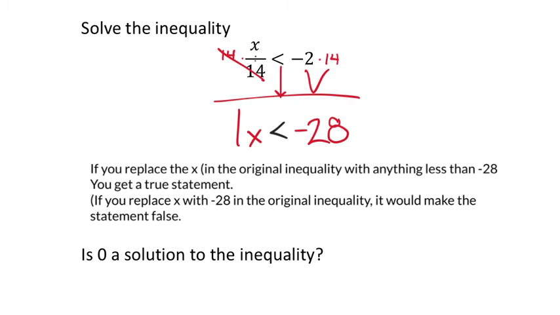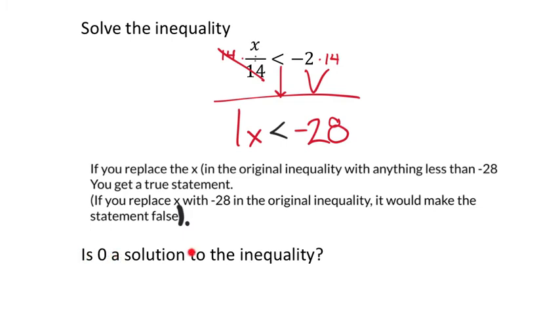And you could even check that, right? Oh, sorry, I forgot my close parentheses there. But -28 divided by 14, that is -2, and -2 is not actually less than -2. It's equal to -2, but not less than, which is why that would make that false. But anything less than -28 would make this original inequality true.